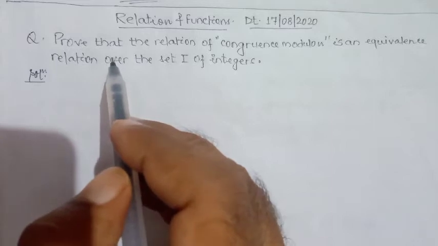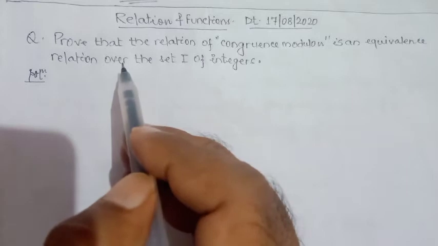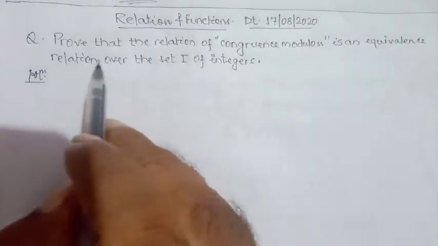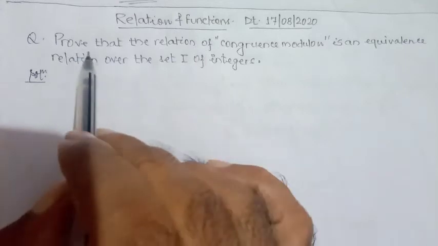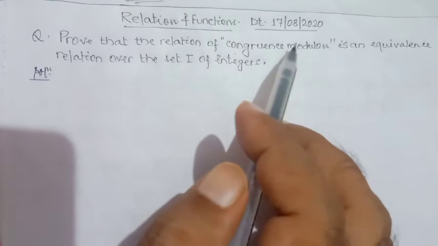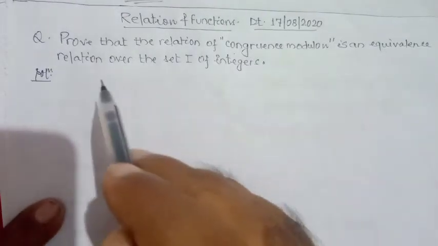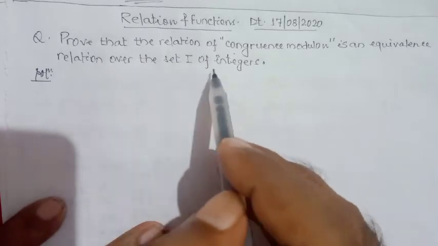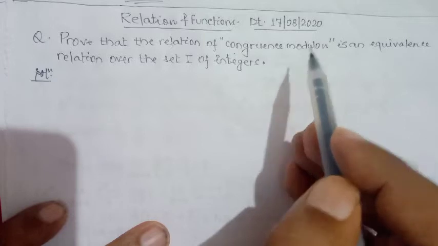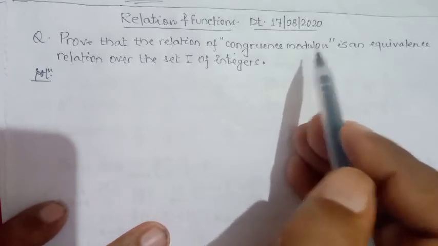Some of them asked me, sir, this was not solved, this I don't understand. So let us first revise those problems. One question was, prove that the relation of congruence modulo n is an equivalence relation over the set I of integers. It may be congruence modulo 5. Instead of n, it could be 5, 3, 9 or any digit.